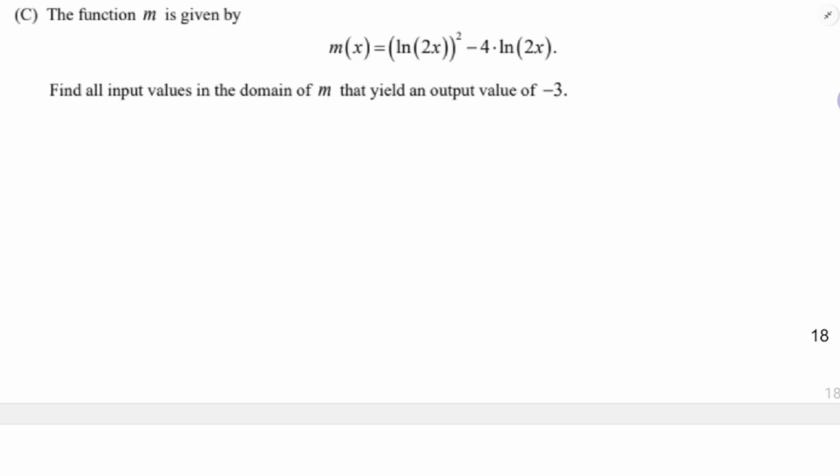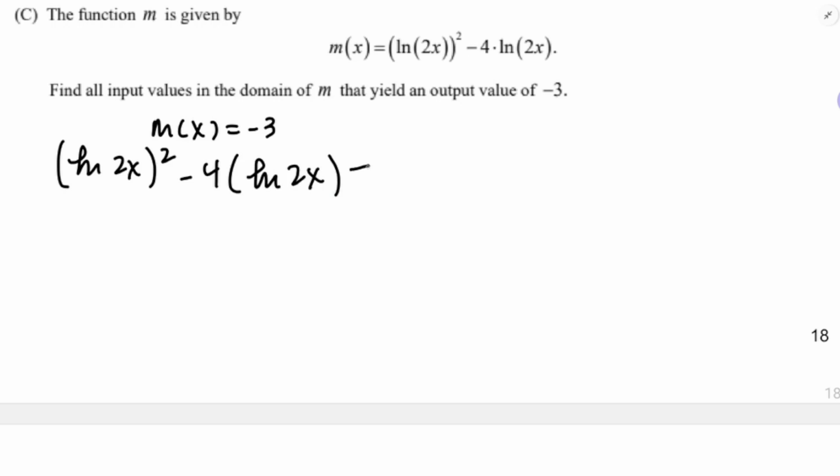Now part C, oh yeah, I really like this one. This one's a little bit different. Find all values in the domain of m that yield an output value of negative 3. So that's looking for m of x equals negative 3. Okay, that's natural log of 2x squared minus 4 times the natural log of 2x equaling negative 3. And so I'm going to add 3 to both sides.